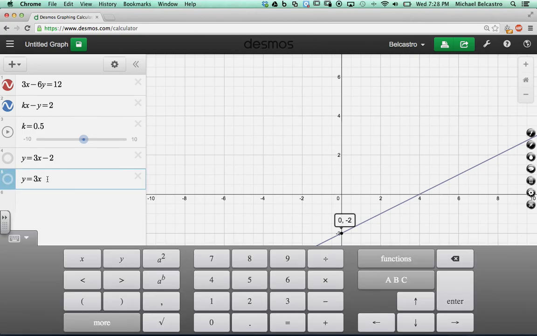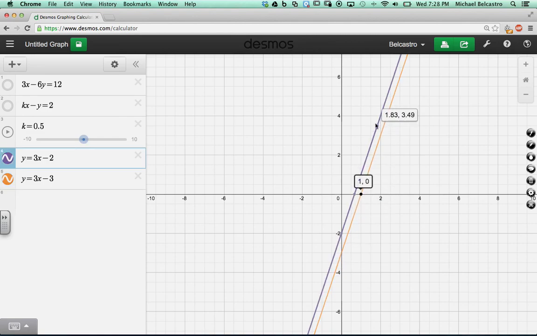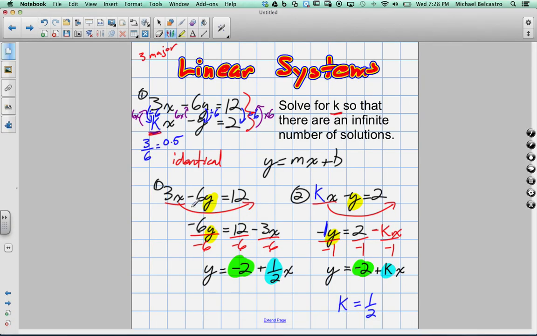But if I have a different y-intercept, turn these guys back on, I have 0 solutions because they're parallel to each other and they go this way forever and they never get closer or farther from each other. There's always the same distance between both of them. Does that kind of make sense? Yeah. Okay. So there we go.